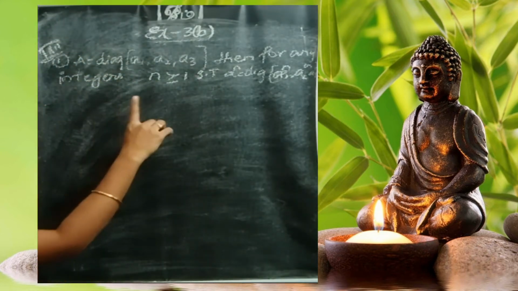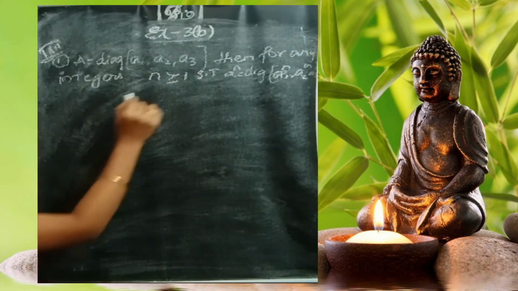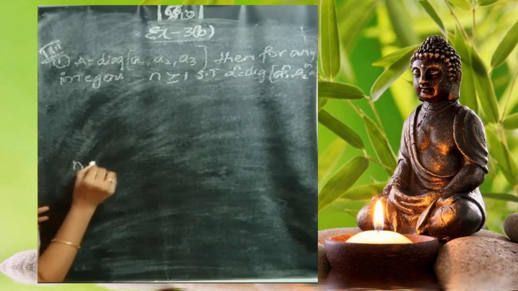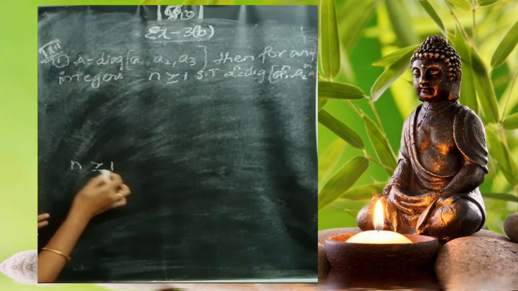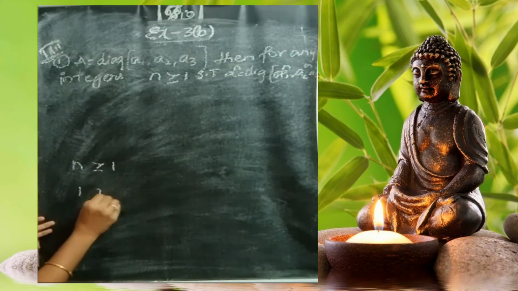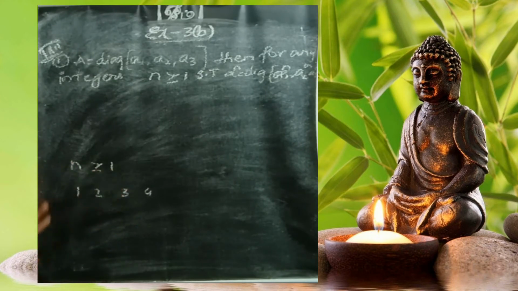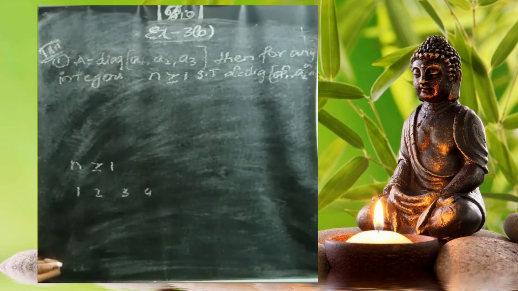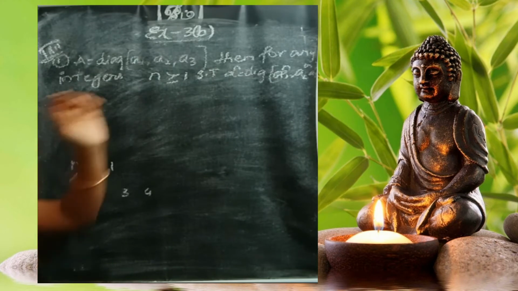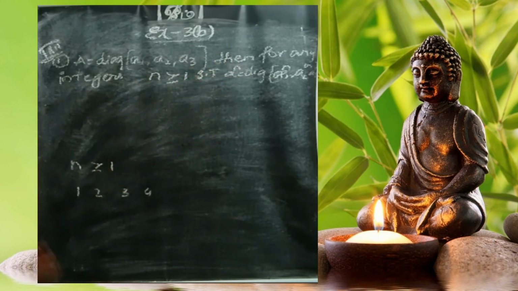Then for any integer, they have given one condition here: n is greater than or equal to 1. That means it should be 1 or greater, so 1, 2, same thing. It is for positive integers only, but they have given the condition like this. Positive integers or n greater than or equal to 1 are all the same. And we have to show the diagonal a1 power n, a2 power n, a3 power n.